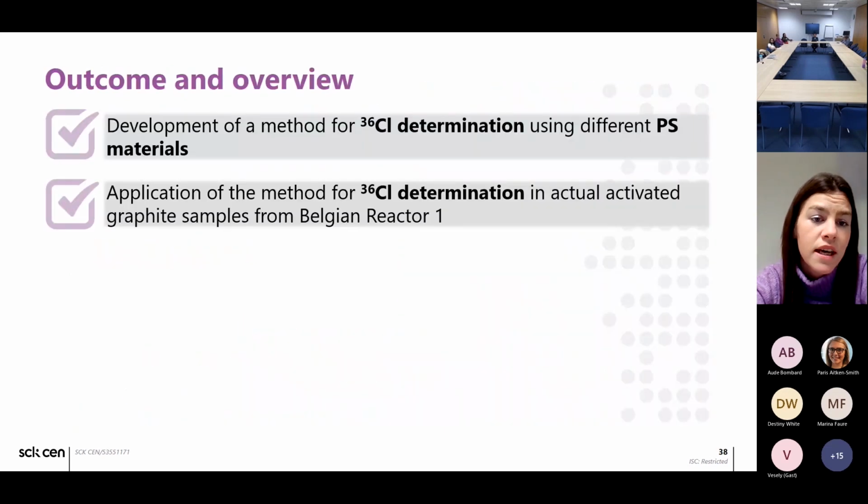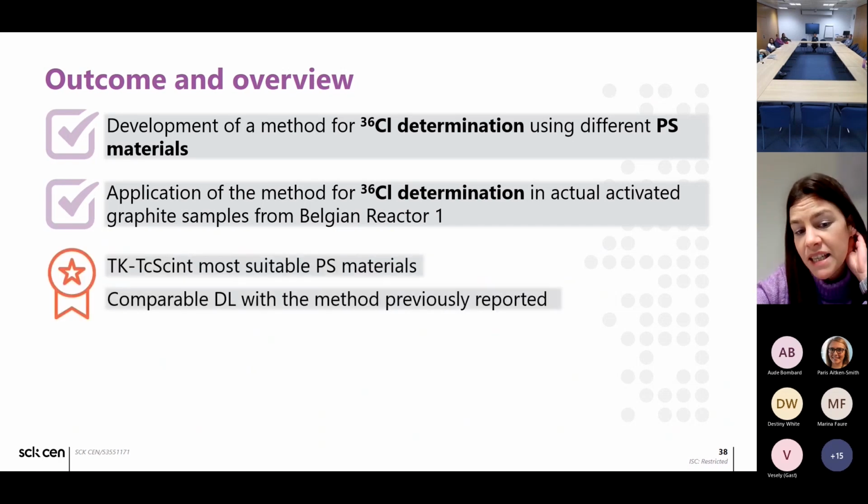So to conclude, we developed a method to determine chlorine-36 using different plastic scintillator materials. We could apply it in an actual activated graphite sample from the Belgian reactor 1. The big achievements were that we found the most suitable plastic scintillator material to determine chlorine-36, which was the TKTC Syn resin. And then we got comparable detection limits with other previous methods.